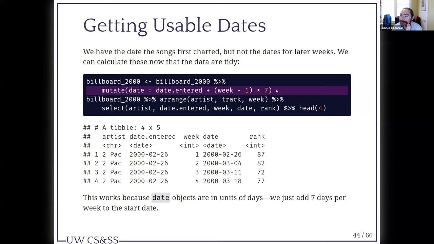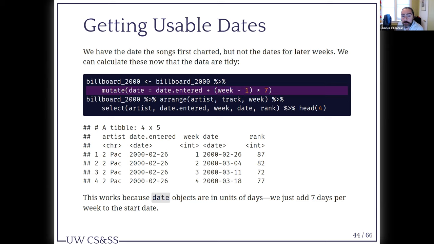So what I'm doing here: it turns out date objects in R, like our original date entered column, use a numeric unit of days. If you add one to a date in R, it increments the date one day, and it obeys all the rules of calendar time, like paying attention to leap days and calendar months and all of that. So if I say the current week that the song is ranked in is the date it entered plus week minus one.